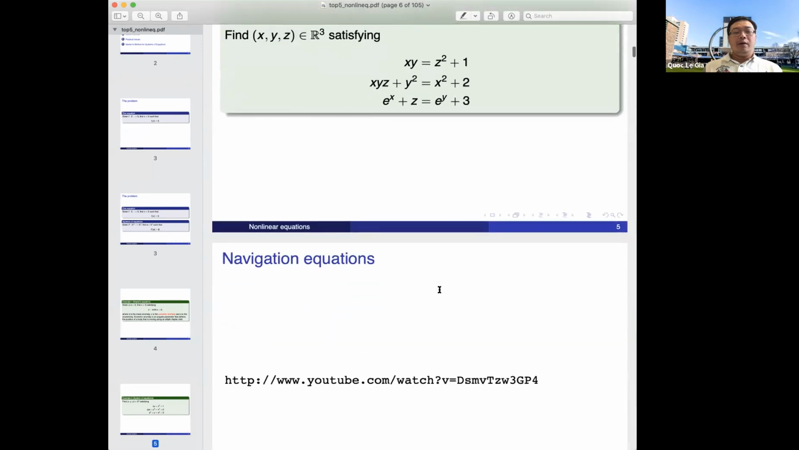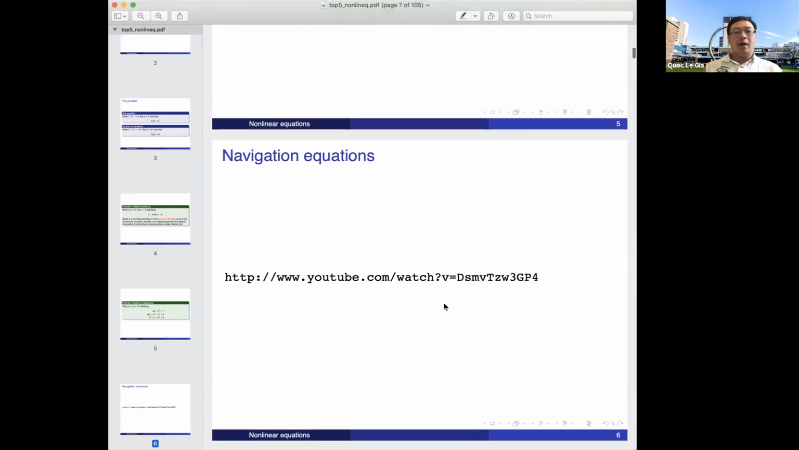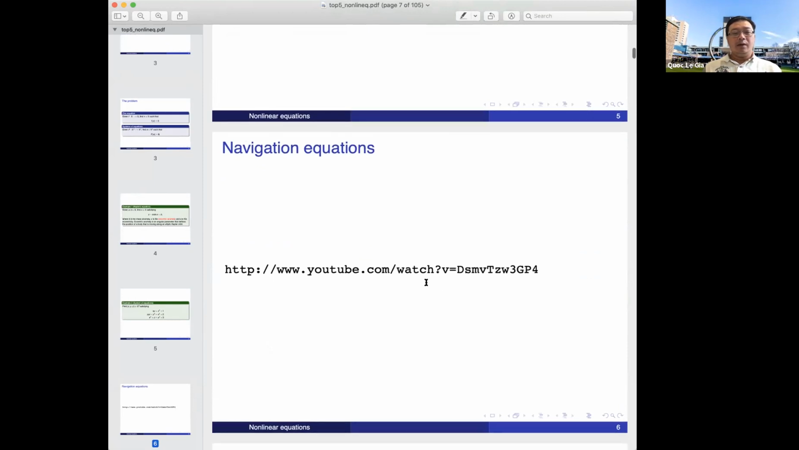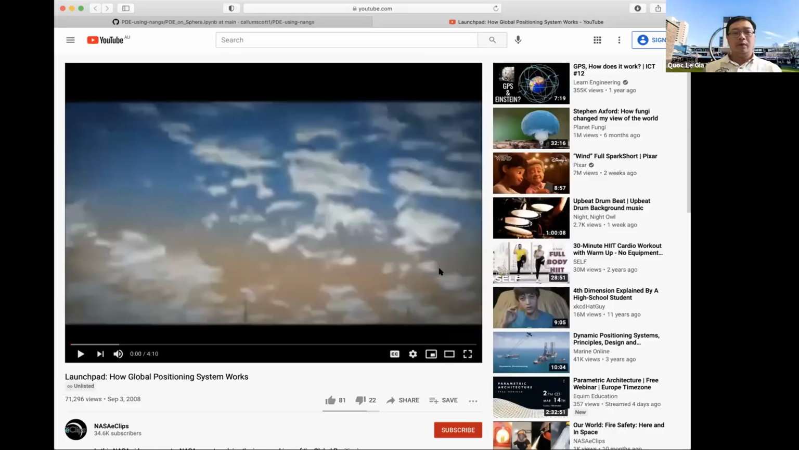And another equation is what we call the navigation equation. So this one comes up in a GPS system. So what is a GPS? It is a global positioning system, right? So suppose I click on this one. Can you see my screen now? Okay, so you can see my screen, yeah?